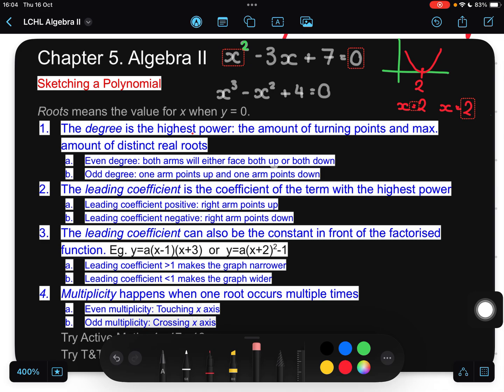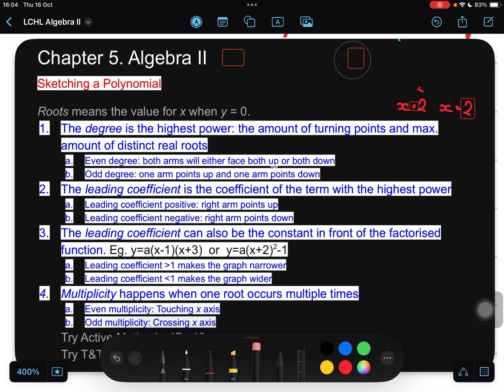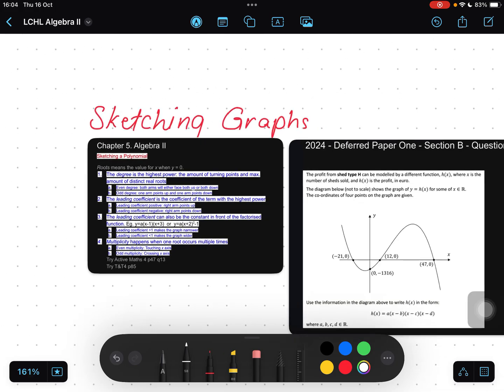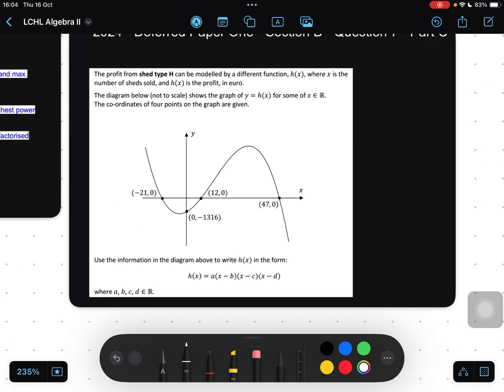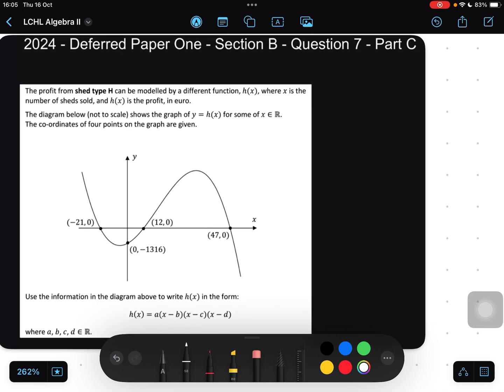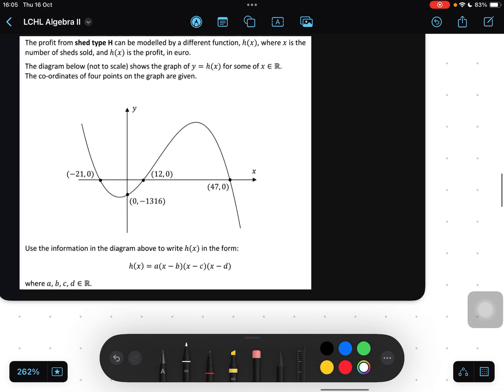So loads of stuff kind of flew through there. We're going to go through an exam question looking at all of this. And here's our exam question. I'm going to just zoom past that.